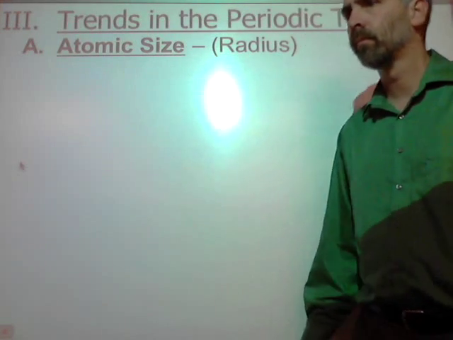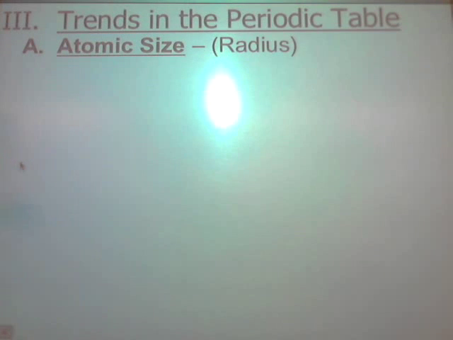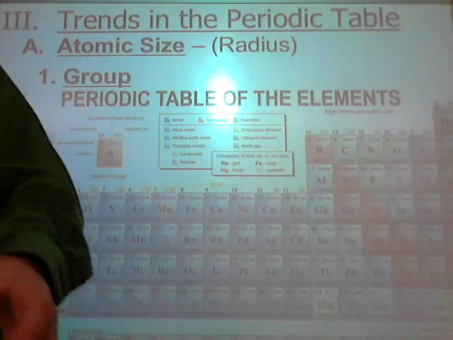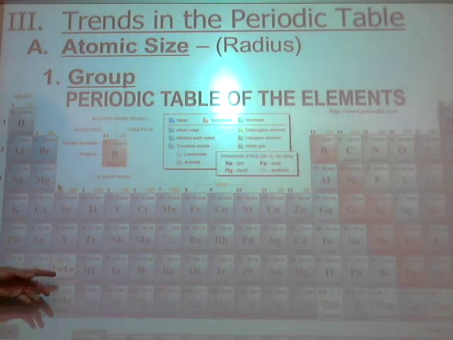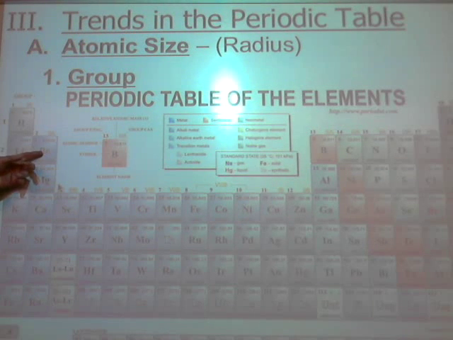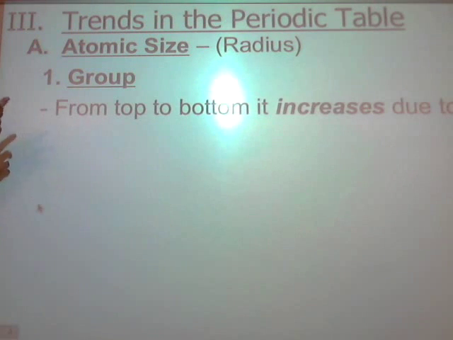Let's take a look. If I'm looking at a group, within a group, okay, write this down. If I'm talking about within a group, and I go from top to bottom in that group, okay, from top to bottom, you're obviously not copying this. What do you think? A guy down here, Francium, at the bottom of the group, or a guy over here like barium, at the bottom of the group, is he going to be bigger or smaller than a guy up here, beryllium? What do you think, Kirsten? Yeah, everybody's going to say bigger, and you're all right. From top to bottom, the atomic size is going to increase.